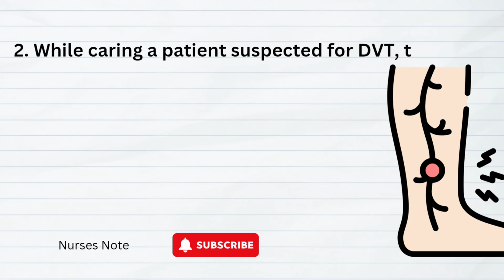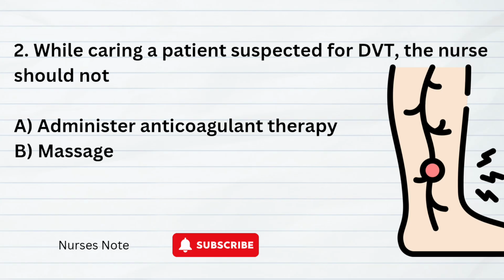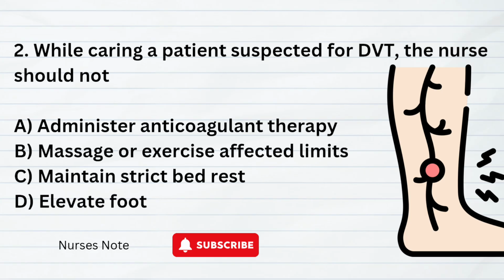While caring for a patient suspected of DVT, the nurse should not: A. Administer anticoagulant therapy. B. Massage or exercise affected limbs. C. Maintain strict bed rest. D. Elevate foot end of bed.